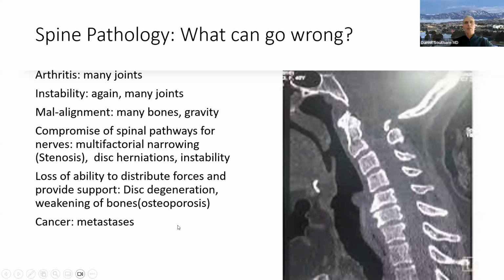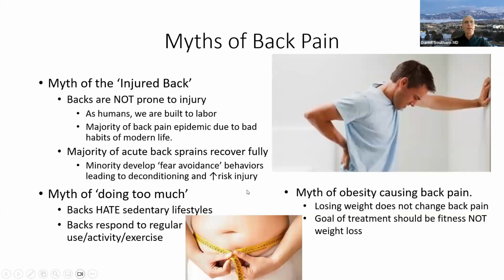But I'd like to begin tonight by dispelling some of the myths regarding, in particular, low back pain. But again, this applies to neck pain as well. And these are pretty prominent, and I'm sure you've heard of a few of them. The myth of the injured back. Backs are not prone to injury. As humans, we are built to labor. And the majority of back pain epidemic is due to bad habits of modern life, meaning sedentary lifestyles and not exercising enough and being out of shape.